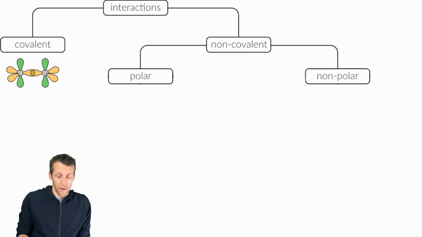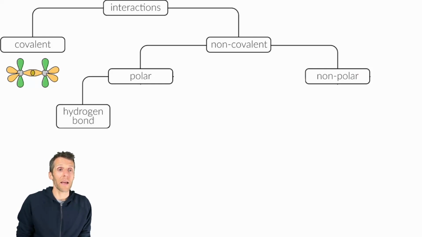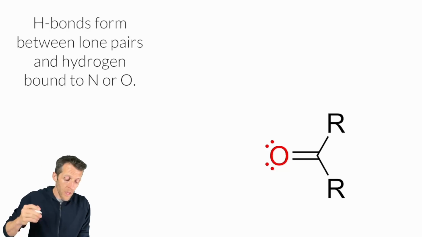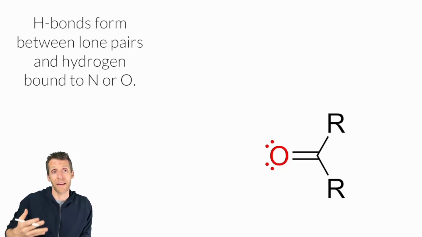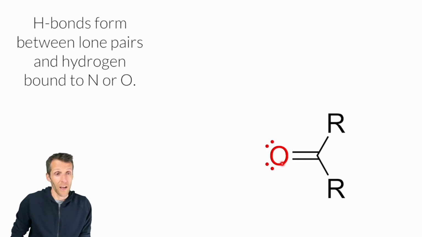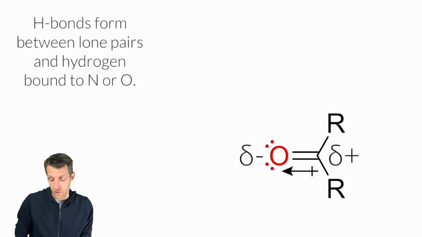If we take non-covalent interactions and break them in half, we would say there are two broad categories: polar interactions and non-polar interactions. And what I'm going to do is unpack them individually. First, we're going to talk about hydrogen bonds as the example par excellence of a polar interaction, and also, if I had to bet, probably the most important polar interactions in biochemistry. Hydrogen bonds, often abbreviated as H bonds, form between the lone pairs of electronegative atoms like oxygen and hydrogens that are bound to nitrogen or oxygen.